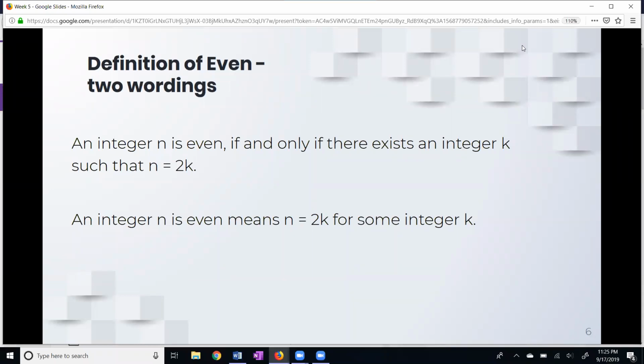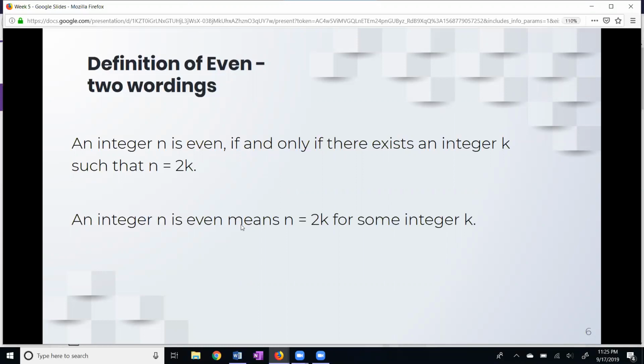So let's define what we mean by an even number. An integer n is even if and only if there exists an integer k such that n equals 2k. This is particularly nice for a number theory class because it emphasizes that it goes both ways. Most definitions go both ways. If you have an even integer, you can conclude that there exists a number k such that n equals 2k. But also conversely, if you have n equals 2 times an integer, you can conclude that n is even.